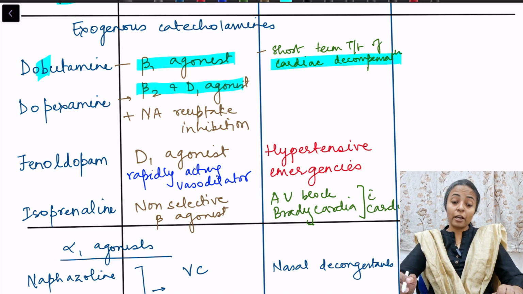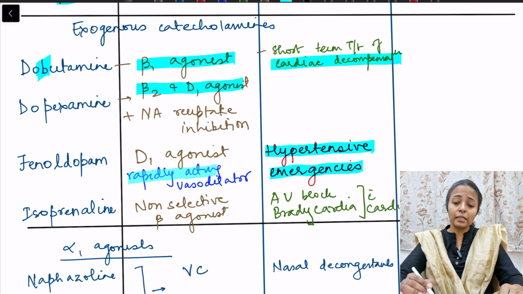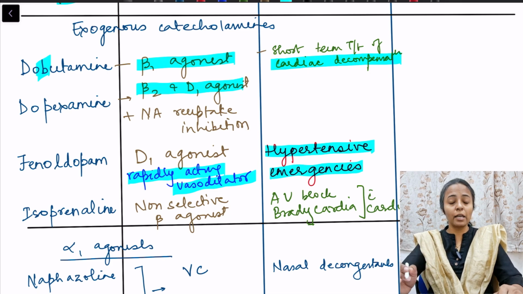Okay, fenoldopam, important that it is used for hypertensive emergencies. Fenoldopam. Okay, since it is a D1 agonist and it is a rapidly acting vasodilator. Okay, important. It's a D1 agonist which acts very rapidly. Actually, in minutes it starts acting. So it is used for hypertensive emergencies. What is its characteristic? Rapidly acting vasodilator.